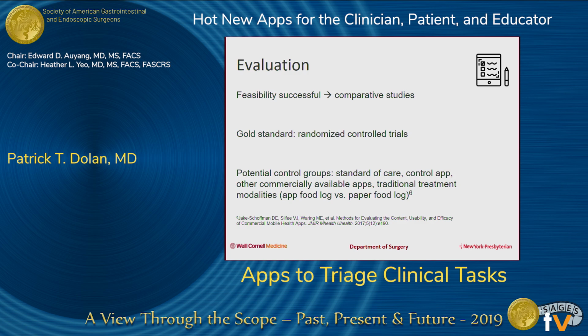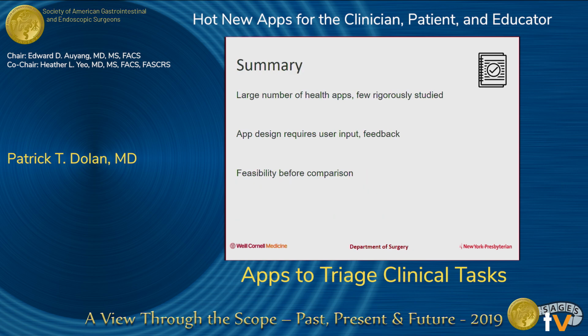Other possibilities, if this is available to you, if it's a particularly competitive market, are to use other commercially available apps, or you could also use traditional treatment modalities. The best example of that is an app food log to help somebody lose weight versus a paper food log. But again, that has the same sort of pitfall: if you randomize someone to not getting the app, they may just drop out of your study.